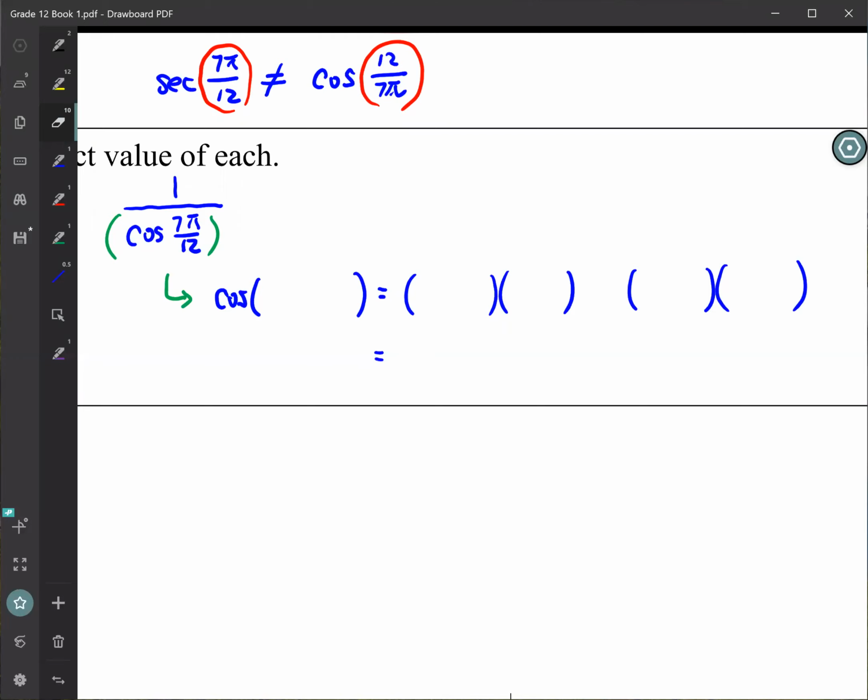Find the 2 angles that make up 7 pi over 12.